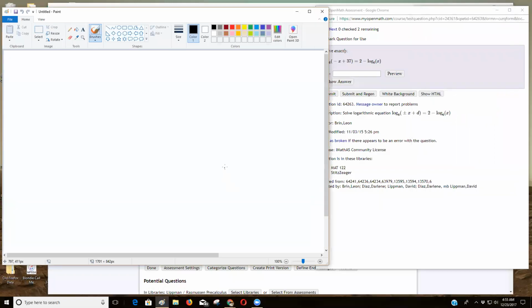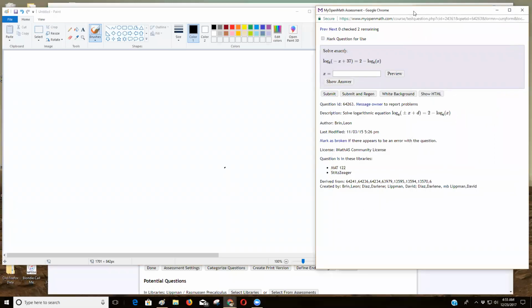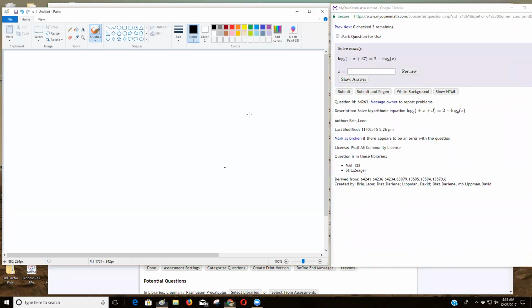Okay, so for this log equation here, let me slide this over a little bit more. What I'm seeing is I've got a logarithm on both sides, so it's really nice if I only had a single log, then I could rewrite it as exponential. So that's where we're headed. So what I'm going to do is I'm going to add.